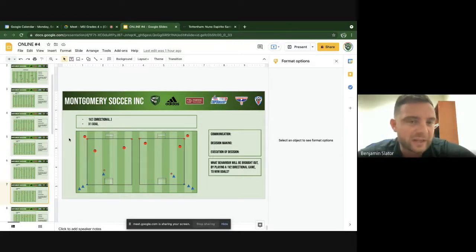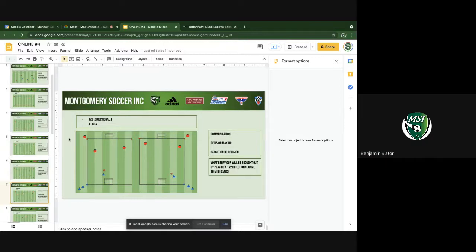we have to make quicker decisions because now we've changed the activity where instead of it being 1v1, it's 1v2. Now the speed has increased because what has decreased? Space. I agree with you, Justin.